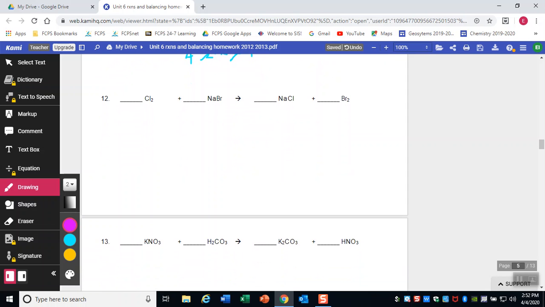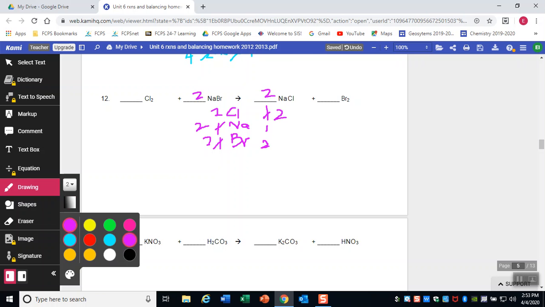We've got, oh, let me get that buzzer. All right, so let's see, chlorine, sodium, and bromine. And I've got 2, 1, 1, 1, 1, 2. So I've got to double my bromine. So put a 2 here. That doubles my sodium. And then I've got to double my chlorine over here. So I'll put a 2 here.